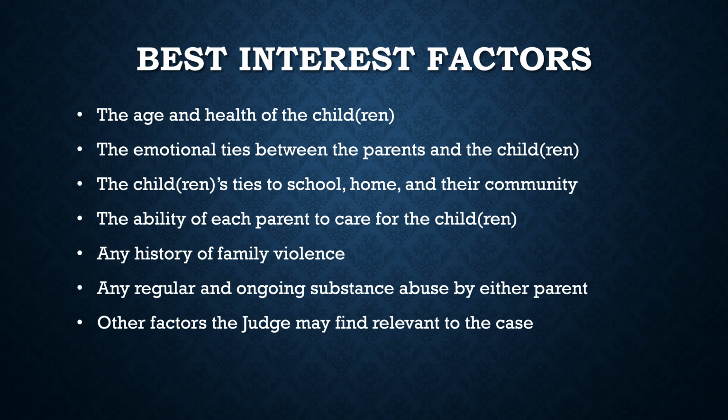Now, I mentioned best interest factors earlier, so I think it's important to know what some of them are. So for example, it could be the health or the age of the children. It could be emotional ties between the parents and your children. It could be ties to school, home, and their community, or the ability of each parent to care for the child or children. Any history of family violence, and any regular or ongoing substance abuse by either parent. And of course, any factors the judge may find relevant to the case.